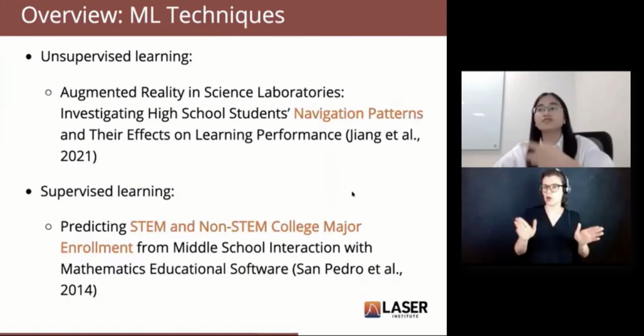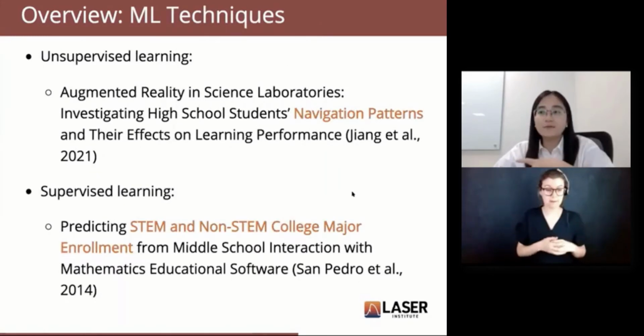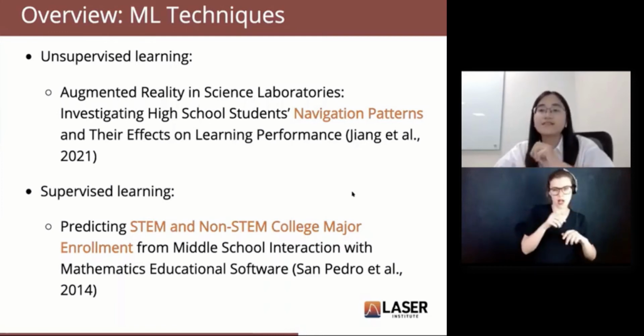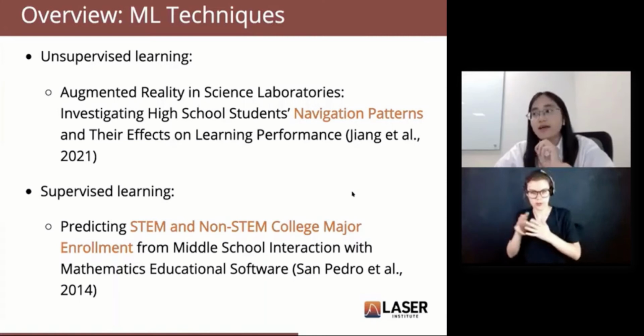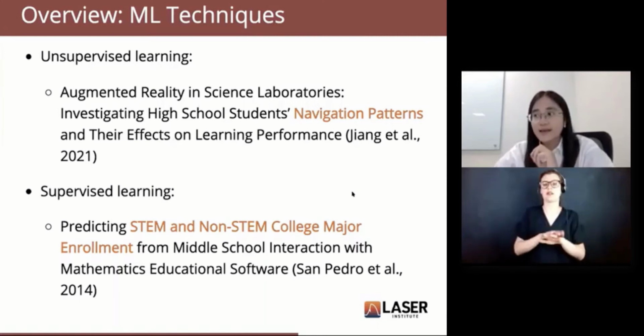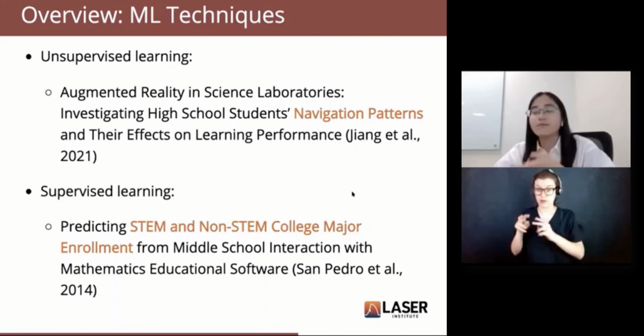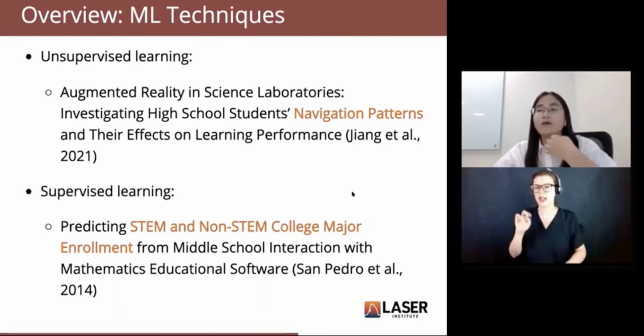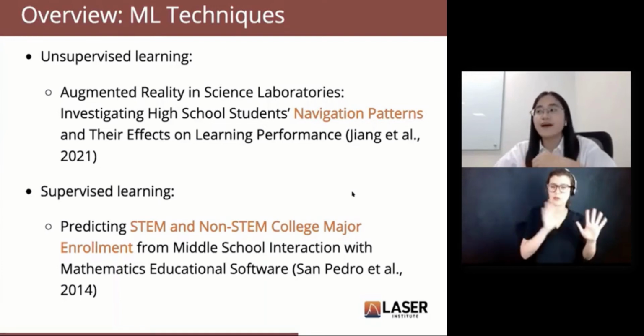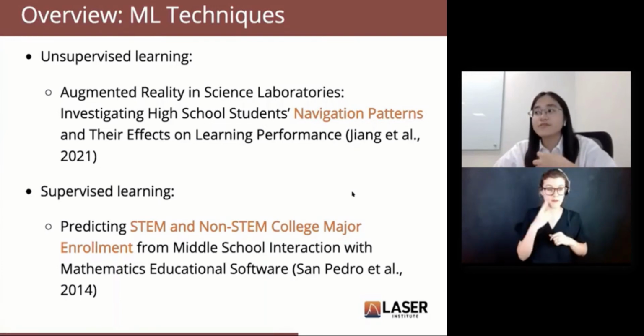And within machine learning, there are 2 basic approaches, unsupervised learning and supervised learning. The main distinction between these 2 approaches is the use of labeled data sets. To put it simply, supervised learning uses labeled input and output data, while unsupervised learning does not. Specifically, unsupervised learning uses machine learning algorithms to analyze or cluster unlabeled data sets.